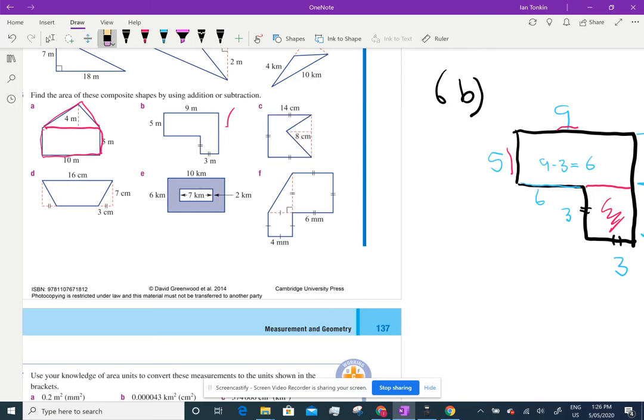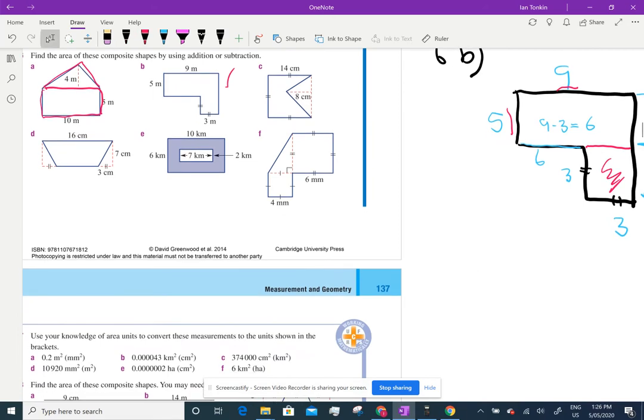You have a go at that. Here, I'd probably find the rectangle and minus these two triangles. I'm going to let you decide how to do the last two. I'm going to do D, and I'll do F. You see if you can go and have a go at them.